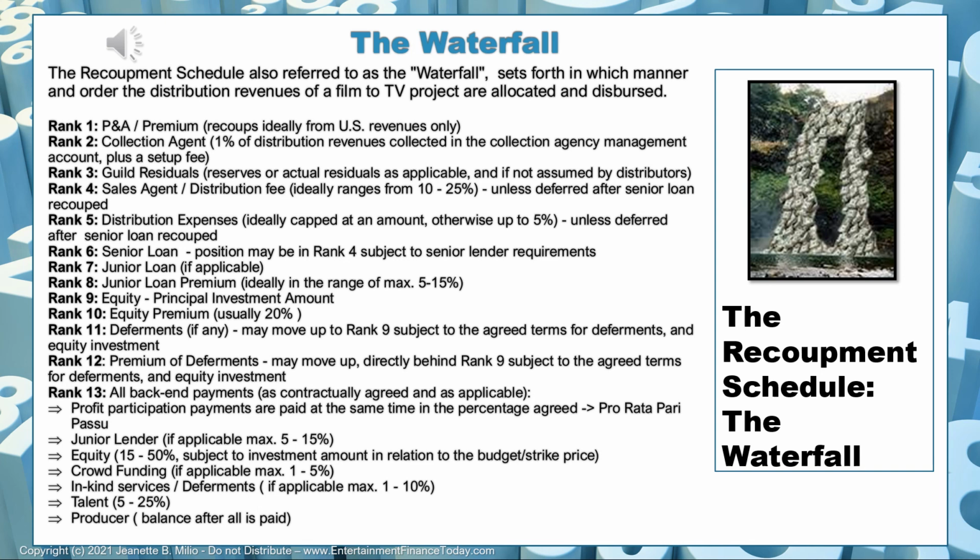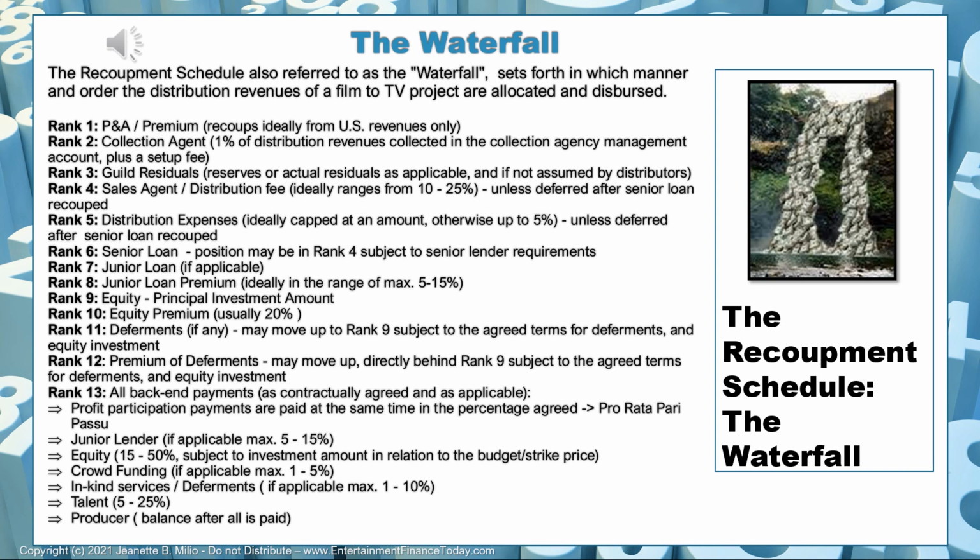So when we see here rank 1, 2, 3, 4 down to rank 13, you see that there is a ranking system. One entity gets paid after the other entity from the collateral that is still available at that time. So everyone takes a little bit from the distribution revenues that come back, and then in the end, you're going to do the profit participation.